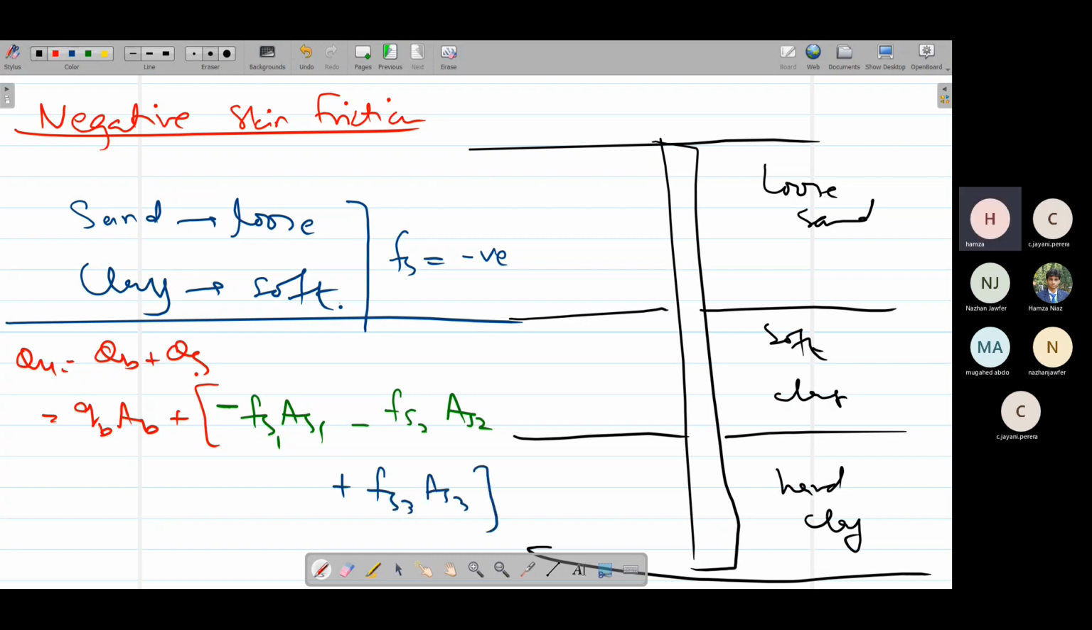Simply the difference is the negative sign for these two types of layers, loose and soft. Just this negative sign would be different. The rest of the whole procedure is the same. This we have to keep in mind.